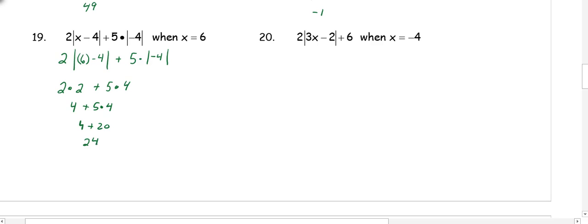In number 21, we substitute. We have 2 times the absolute value of 3 times negative 4 minus 2, plus 6. So 3 times negative 4 is negative 12, minus 2 is negative 14. When we take the absolute value, we get positive 14. So 2 times 14 plus 6. So 2 times 14 is 28, plus 6. 28 plus 6 gets us 34.